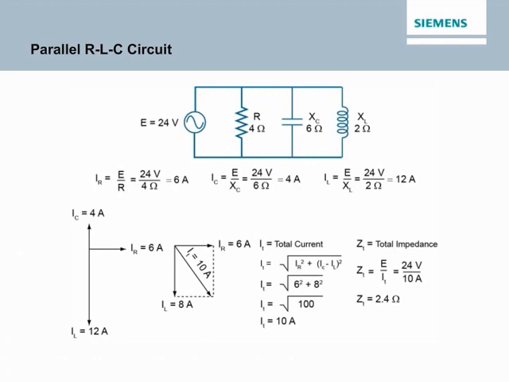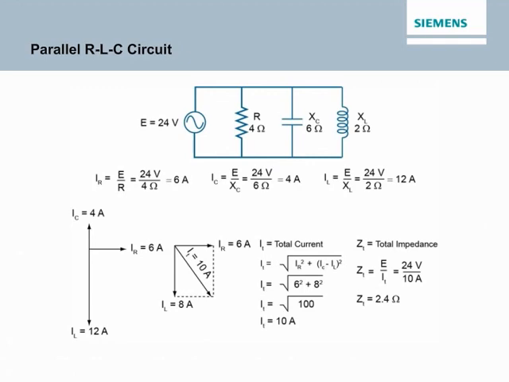Keep in mind that because both inductive reactance and capacitive reactance are dependent upon frequency, if the frequency of the source voltage changes, the reactances and corresponding currents change. For example, if the frequency increases, the inductive reactance increases, and the current through the inductor decreases, but the capacitive reactance decreases, and the current through the capacitor increases.